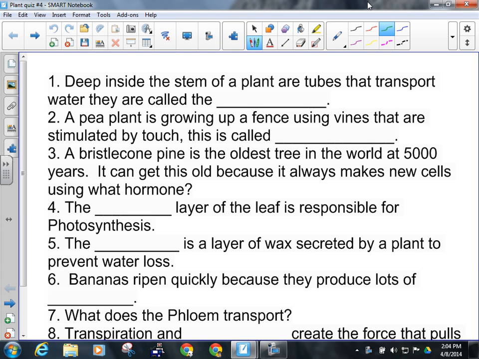So, deep inside the stem of a plant are tubes that transport water. What tubes transport water? Xylem, right. Okay, 1 mark for that. A pea plant is growing up a fence using vines that are stimulated by touch. This is called what? Thigmotropism.